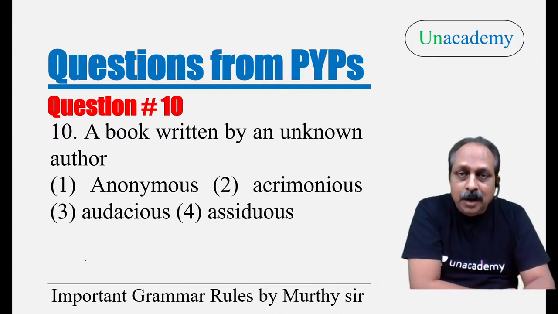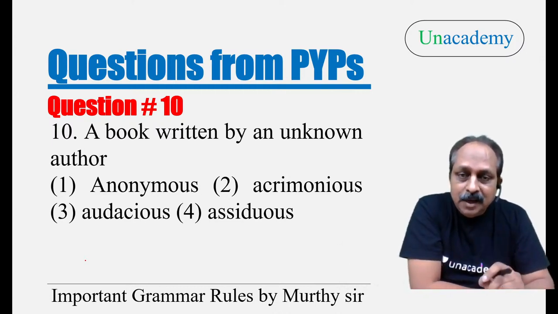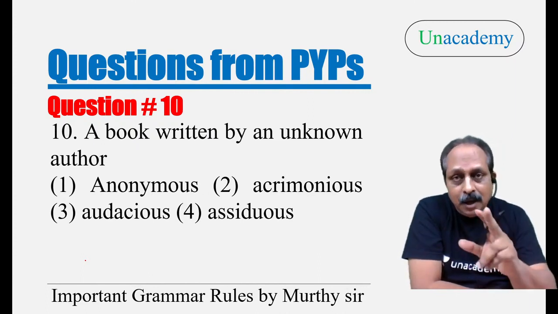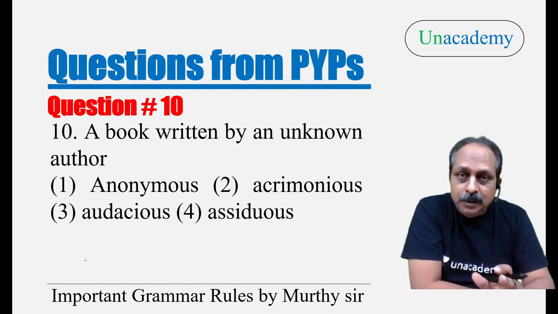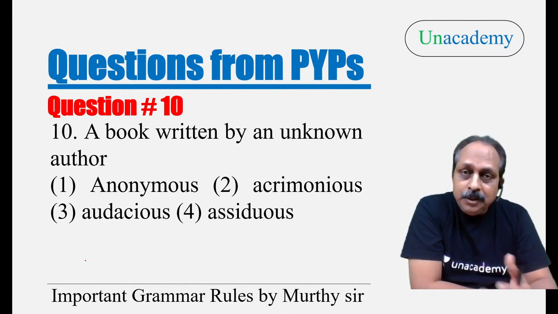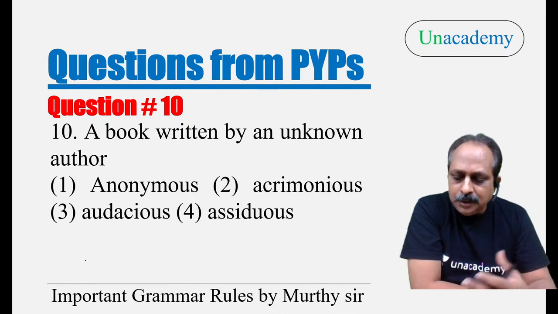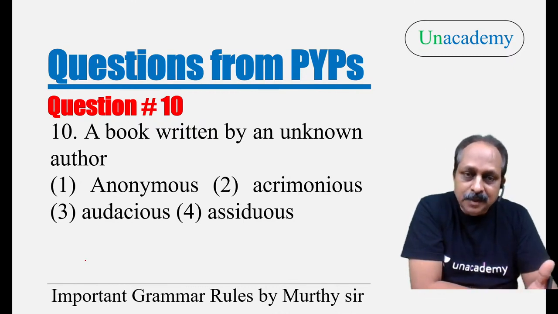Acrimonious, an important word. Acrimonious means bitter. Acrimonious argument, acrimonious fight, bitter fight. Audacious has two meanings. One is positive, the other is negative. Audacious, positive, very bold, positive meaning. Audacious, negative meaning, someone who is very arrogant, proud, does not respect others.